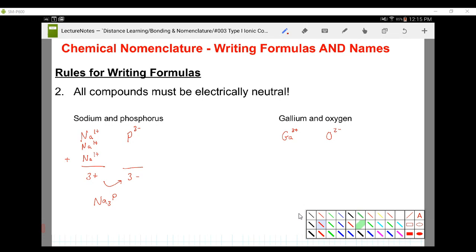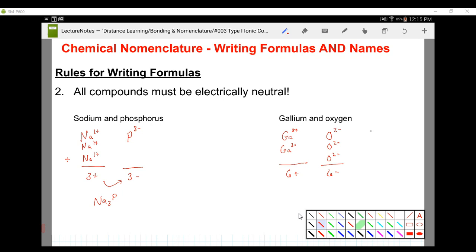So because of that, I need to find the lowest common multiple of each of these. That's going to be 6. So I can get to 6 negative and I can get to 6 positive by having multiple of each of these ions. So to do that, I would need to have 3 oxygen ions. Negative 2, negative 2, negative 2 makes negative 6. And I would need to have 2 gallium ions, because 2 positive 3s makes positive 6.